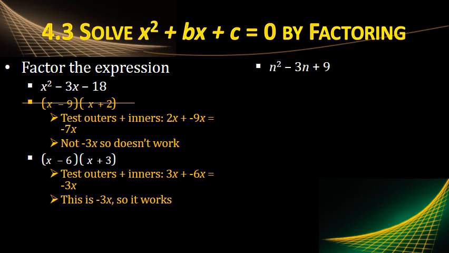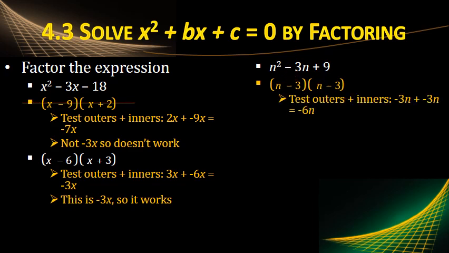Let's try another. It's three terms, so start with two sets of parentheses. And then, what times what makes n squared? It'd be n times n. And then what times what makes 9? Well, how about 3 times 3? And I made them negatives, because negative times negative is positive, and I want the middle term to be negative.